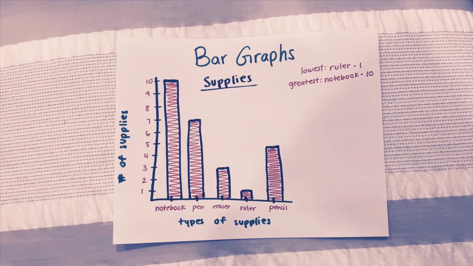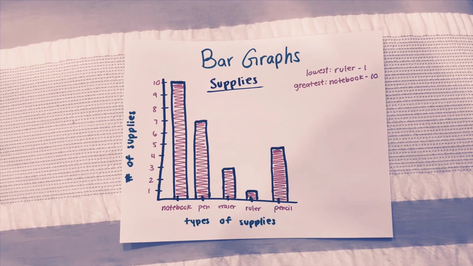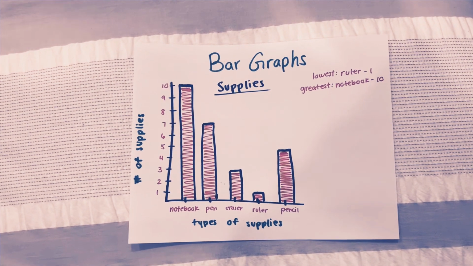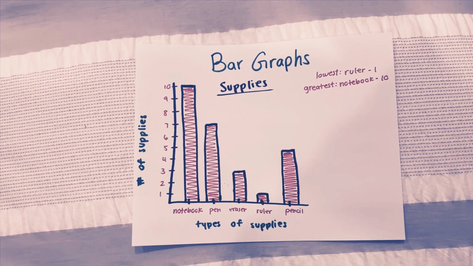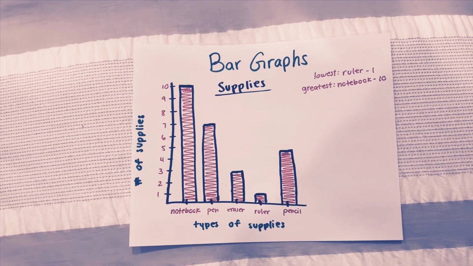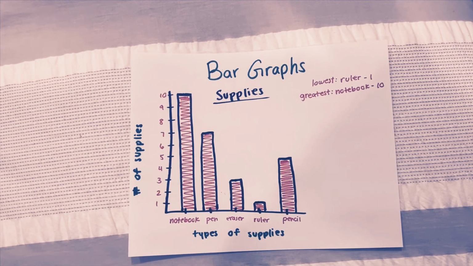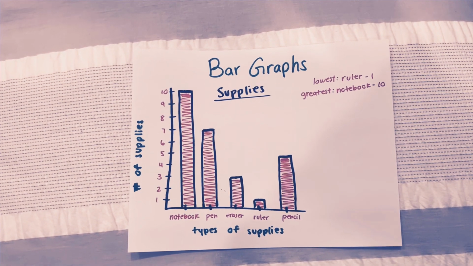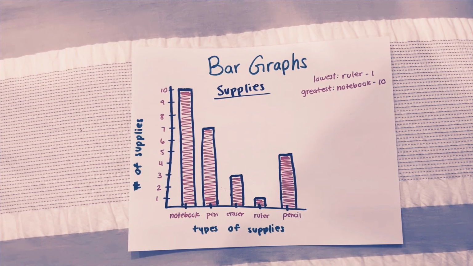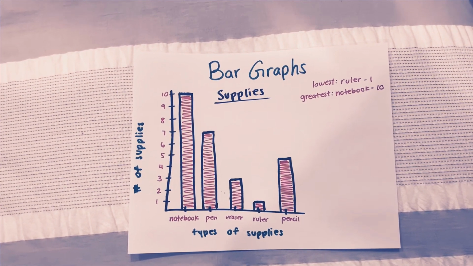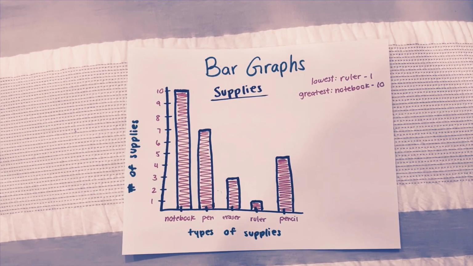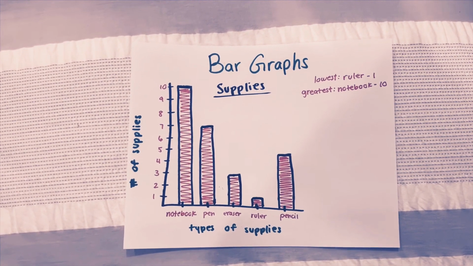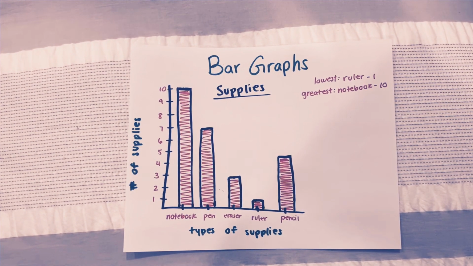On to the second example, my bar graph is titled supplies. I drew the horizontal and vertical axis, and I labeled both of them. To my vertical, I titled it number of supplies, and I started from 1 until 10. On my horizontal, I labeled it types of supplies, and it shows the notebook, pen, eraser, ruler, and pencil. As you can see, the ruler is the smallest one with just 1 vote, and the notebook is the greatest one with 10 votes.